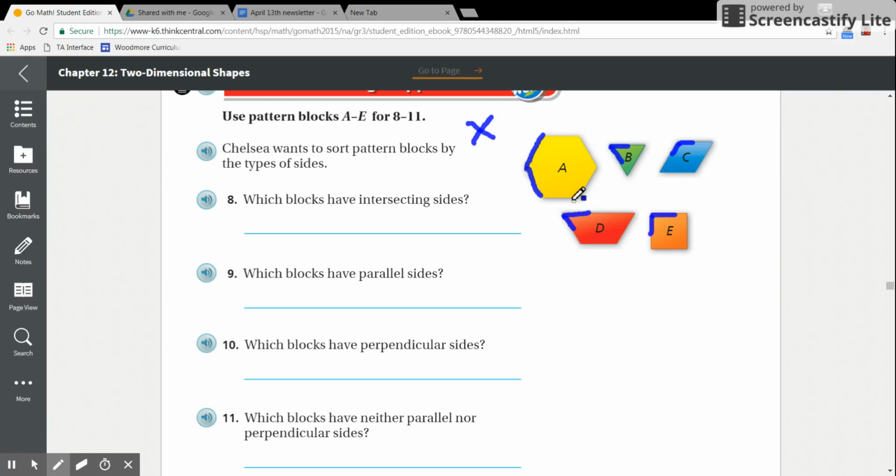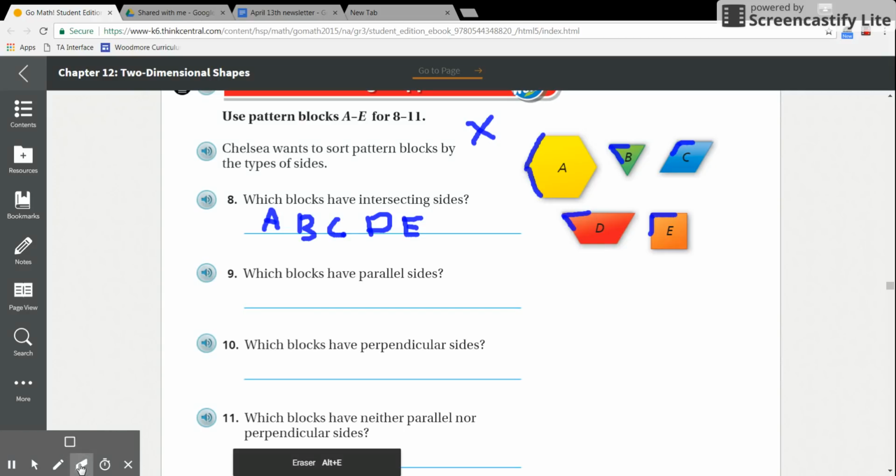To be a polygon, that is actually one of the characteristics. To be a polygon, you have to be made up of line segments, and line segments must intersect. So the correct answers for all these would be every shape. I'm not going to write this out every time because it takes me forever and it's usually pretty sloppy. But every shape, A, B, C, D, and E, all have intersecting sides.